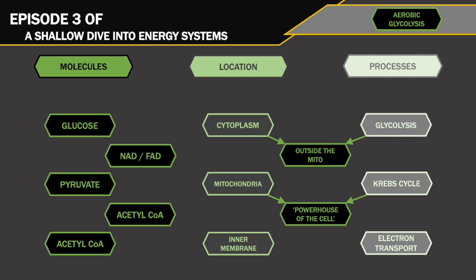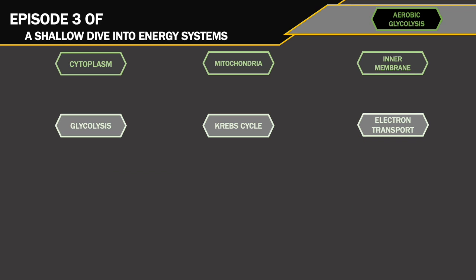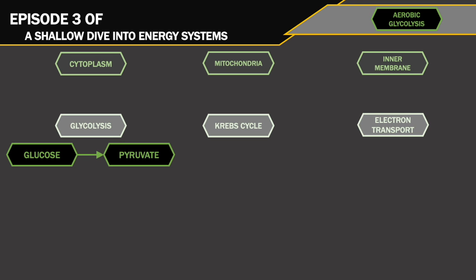Now when we take a look at these processes, some of them happen outside the mitochondria and some of them happen inside the mitochondria. We all kind of know the mitochondria as the powerhouse of the cell, and we'll further explain why this is. Starting with glycolysis that happens in our cytoplasm, the main goal of glycolysis is to take glucose and convert it into pyruvate. Pyruvate is then converted to acetyl-CoA, so it can be used in our Krebs cycle.